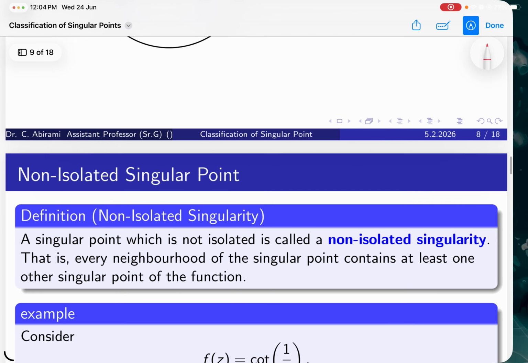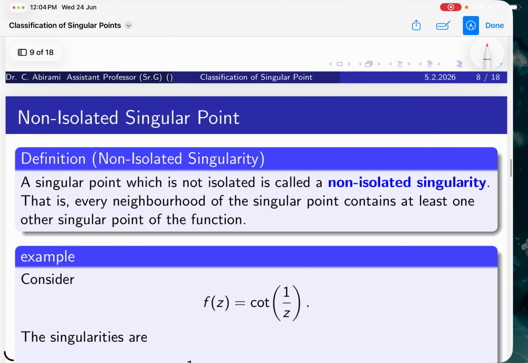So next we talk about non-isolated singular points. Non-isolated means a singular point which is not isolated is called a non-isolated singularity. That is, every neighborhood of the singular point contains at least one other singular point of the function.